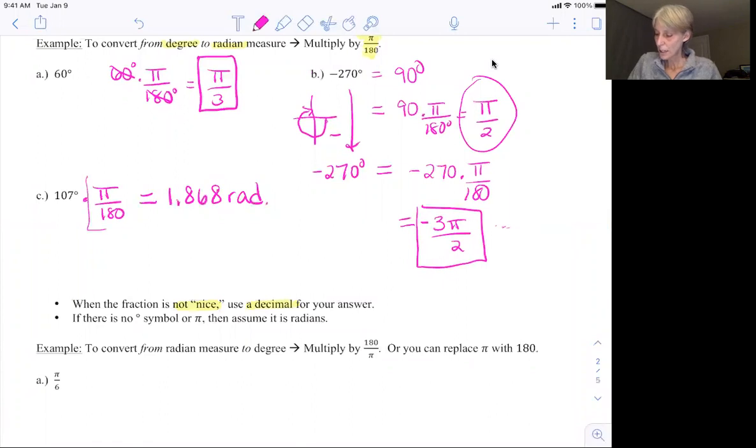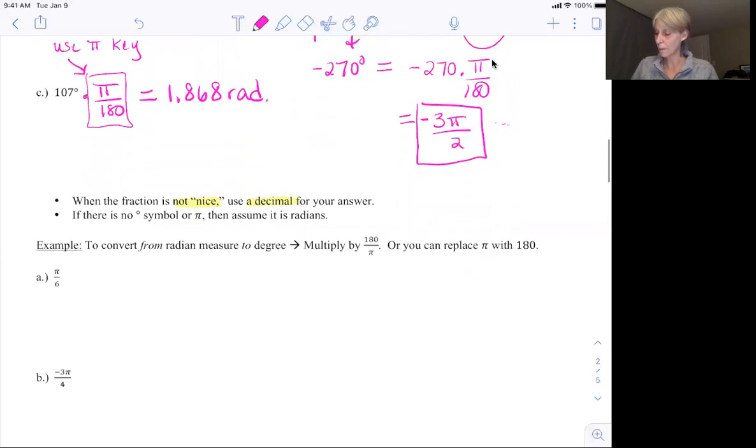So this piece here, pi over 180, we equated pi to 180. So that is just multiplying really by 1. But when our angles are not nice and we have to simplify, we're going to use the pi key in our calculator to help us. And that helps us get the radians in radian measure.